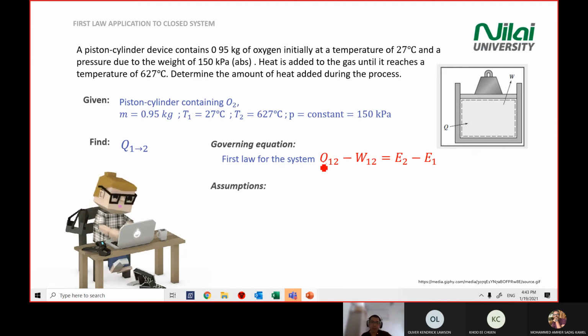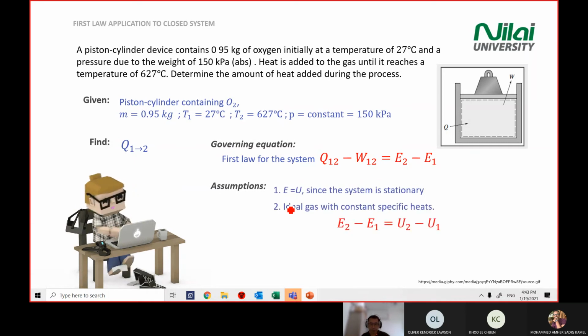Q is heat flow. W is work, W-O-R-K, work done by the system, equal to the change of energy. So in thermodynamics we always look at Q and W, and also E. We have a few assumptions. Your internal energy is constant, E equal to U, and then your ideal gas is constant, for example. So you can change all this formula to this.